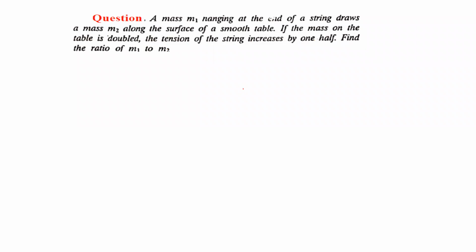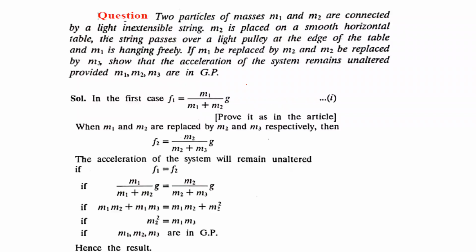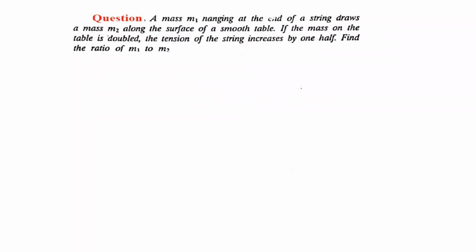So what is the situation in this question? We are given that one mass m1 is hanging, and this mass is drawing a mass m2. This mass is being drawn, pulled along, and this mass is placed on the table.